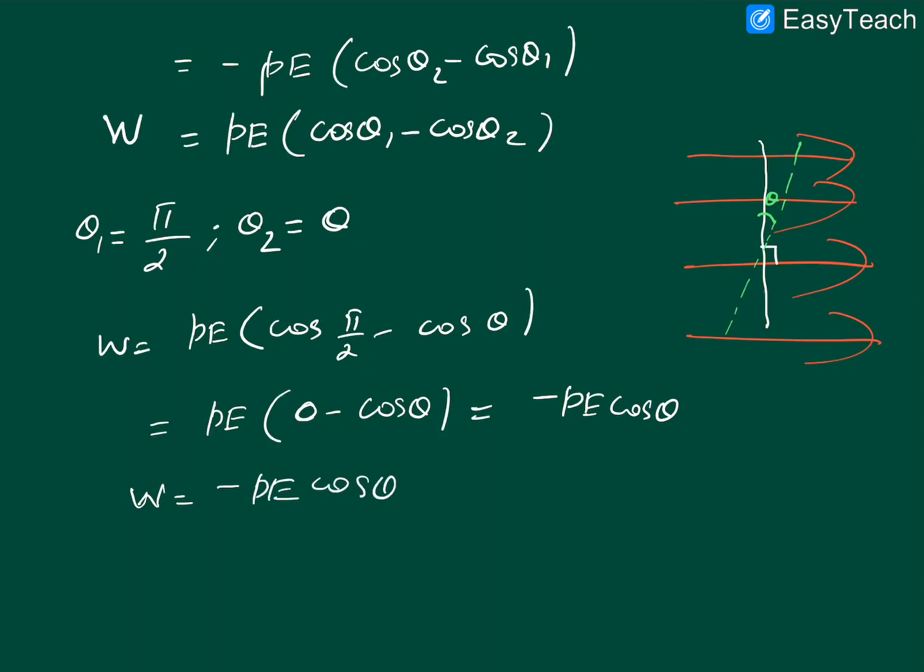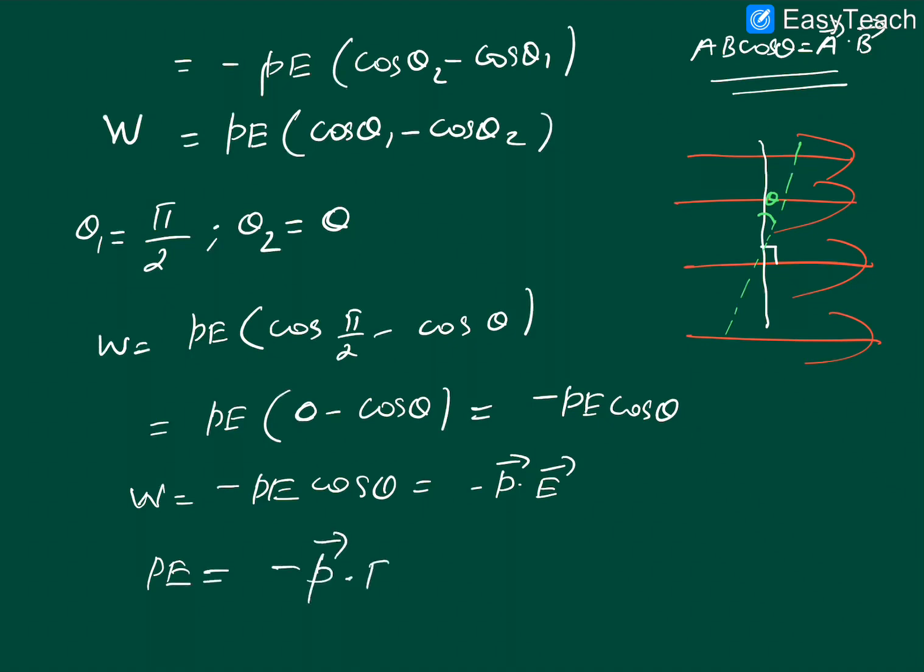You know that AB cos theta is equal to A dot B. So PE cos theta is P dot E and there is a negative sign. So you got W is equal to minus P dot E. This work done is stored as the potential energy of the dipole. Hence potential energy is equal to minus P dot E.